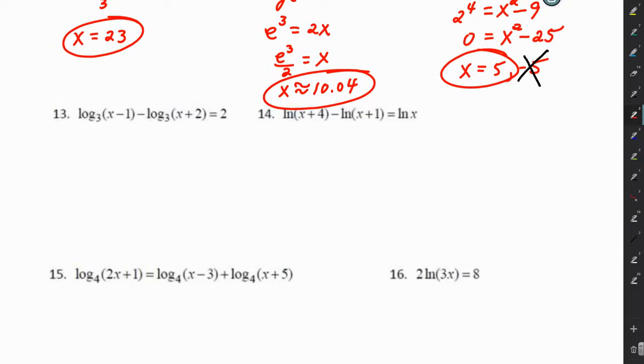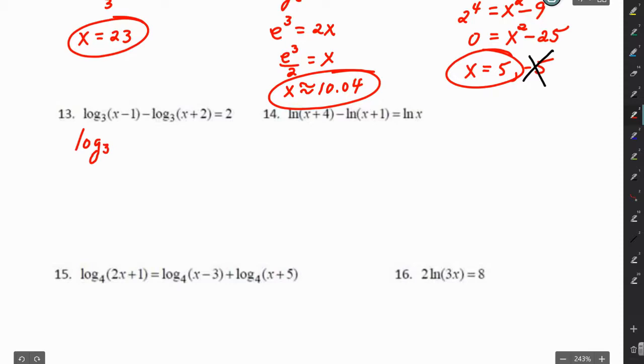Condense the log on the left side. We have subtraction between, so that's going to be division. You really need to know your properties now. It's really being put to the test. The base is 3, the exponent is 2, the answer.